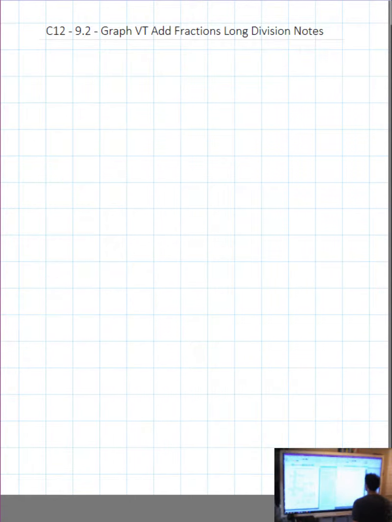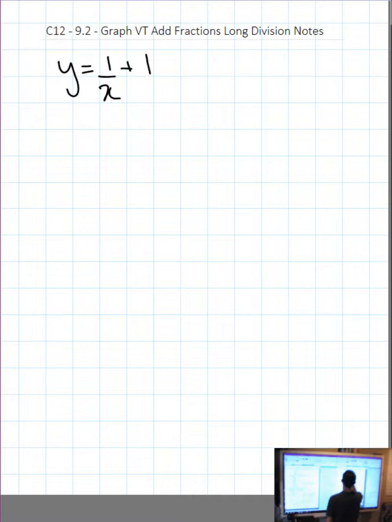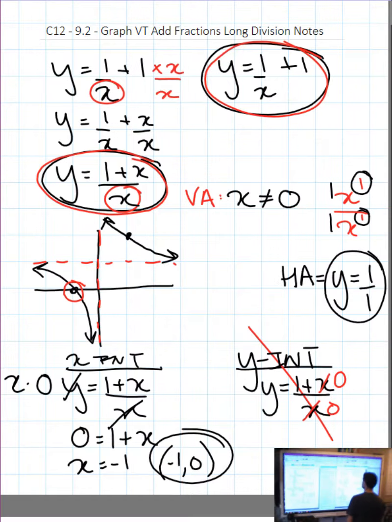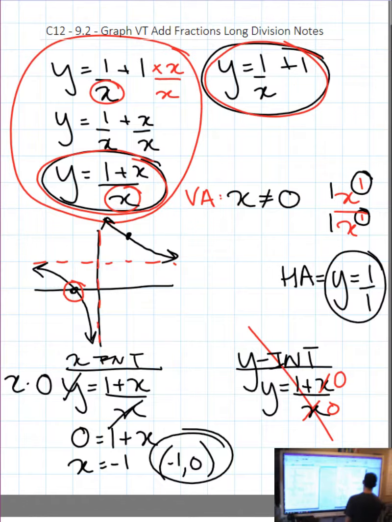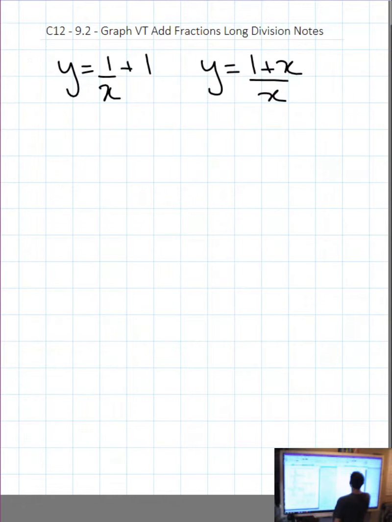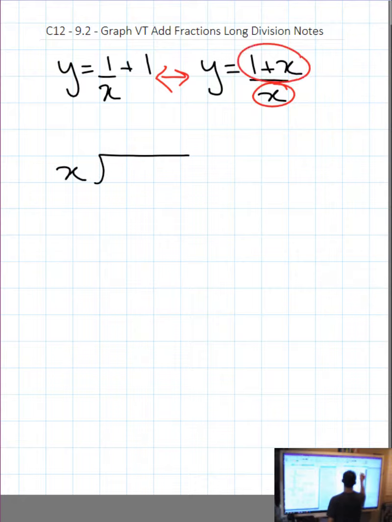So one more point on these functions. y equals 1 over x plus 1. Well, we just learned that we can add and subtract fractions and get to the equation y equals 1 plus x all over x, seen by adding and subtracting fractions with a lowest common denominator. So adding fractions to get this way. But how do we go back this way? Well, we have to do long division. So the bottom goes into the top.